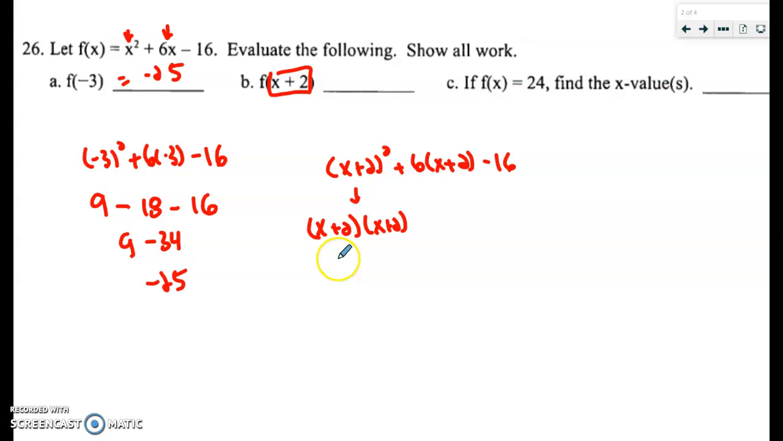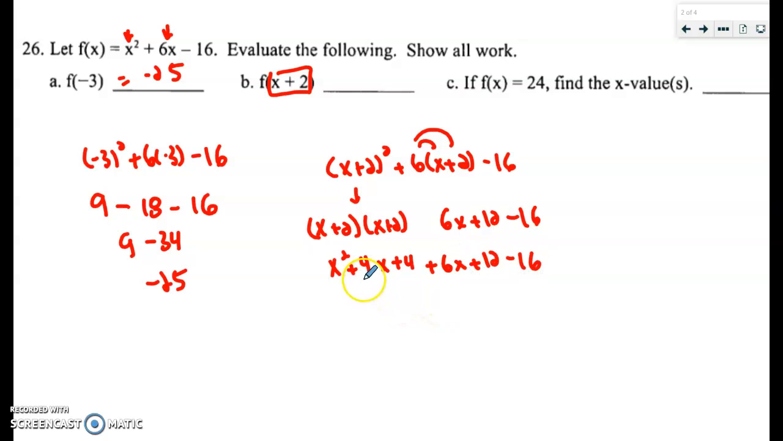So I can use a box to get this, but eventually you're going to get x squared plus 4x plus 4, and then I'm just distributing the 6 through the parentheses. So I have plus 6x plus 12 minus 16. If I simplify that, I have 10x, and then 4 plus 12 minus 16 is 0. So I end up with x squared plus 10x. That's what f of x plus 2 is, x squared plus 10x.